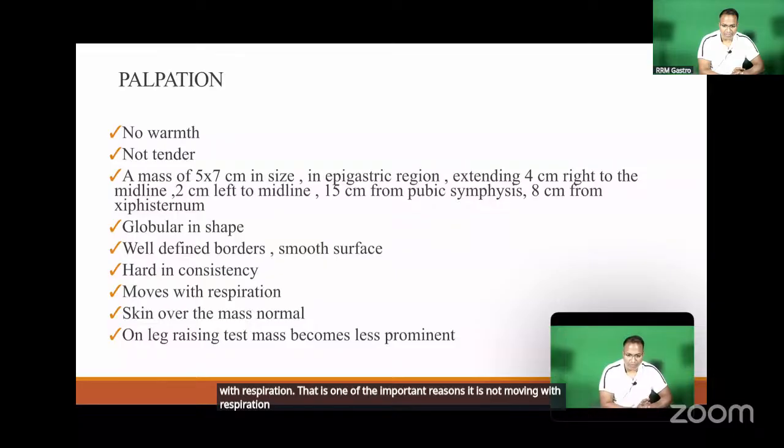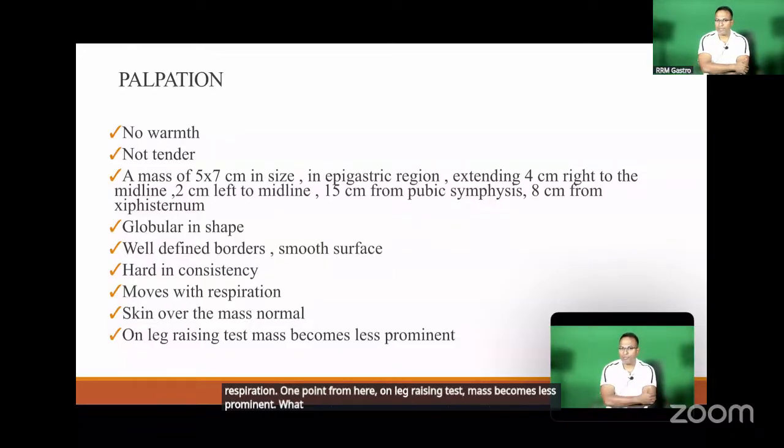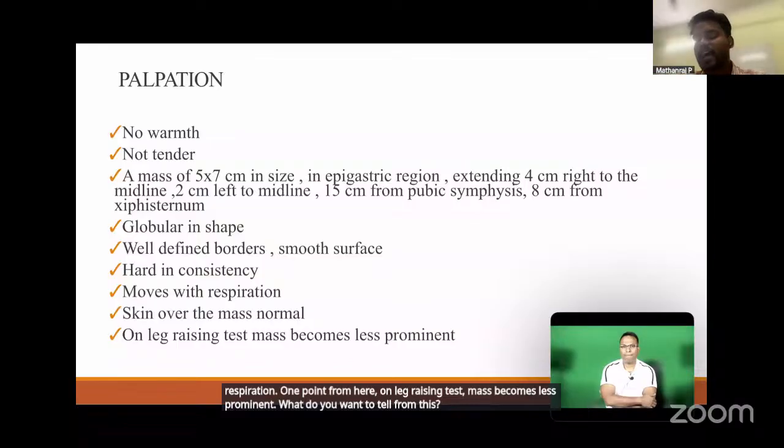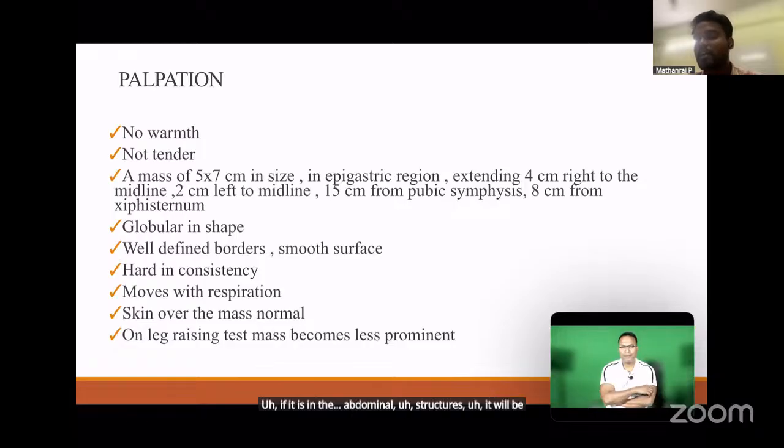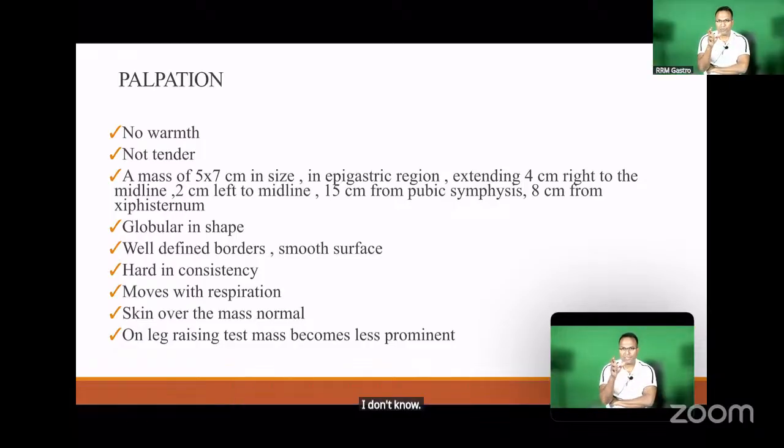One point from here: on leg raising test, the mass becomes less prominent. What do you want to tell from this? Sir, if it is a mass in the anterior abdominal wall, on leg raising test, it will become more prominent. Okay. If it is in the abdominal structures, it will be less prominent on leg raising. How will you classify a swelling in the abdomen?